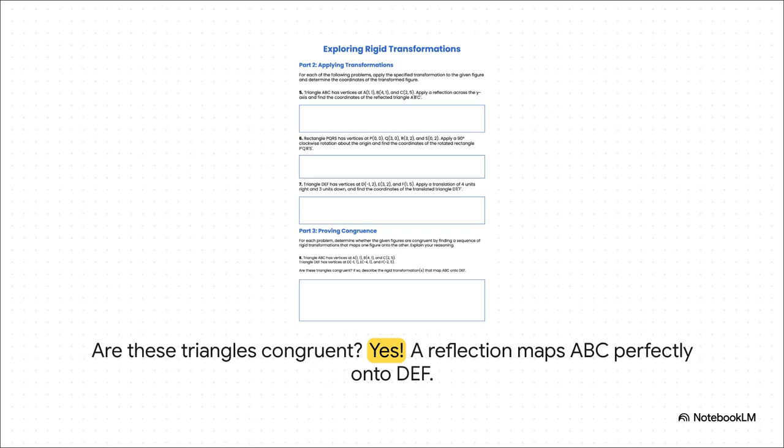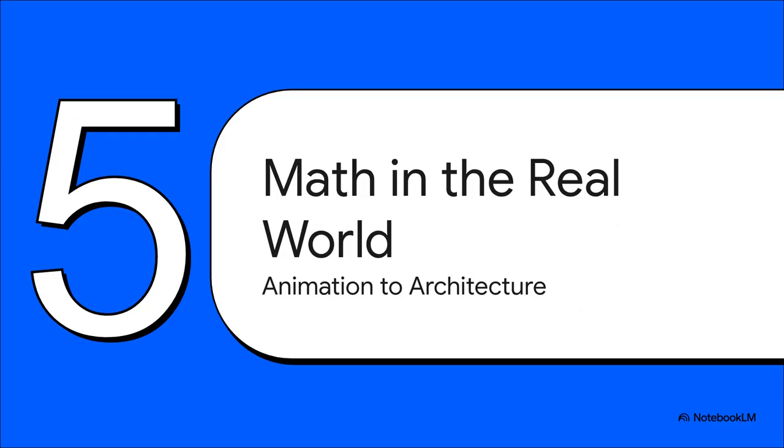Let's put that idea to the test right now. Look at these two triangles. Are they congruent? Well, just looking at them, they kind of look like mirror images, don't they? And if we were to check the coordinates, we would confirm that triangle DEF is a perfect reflection of triangle ABC, right across the y-axis. And since we were able to map one perfectly onto the other with a single rigid transformation, well, we've just proven that they are congruent. It is that direct.